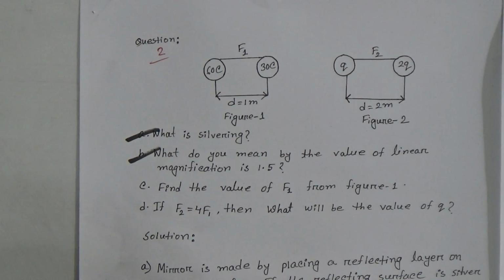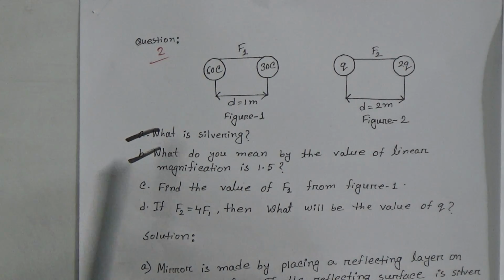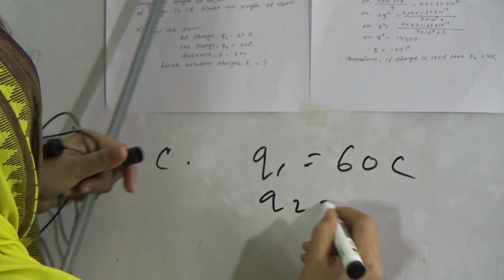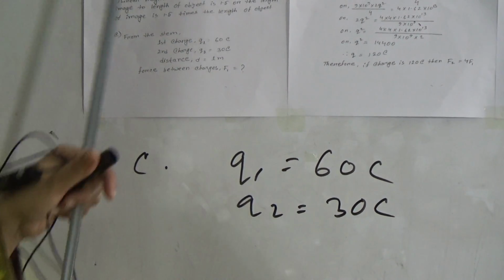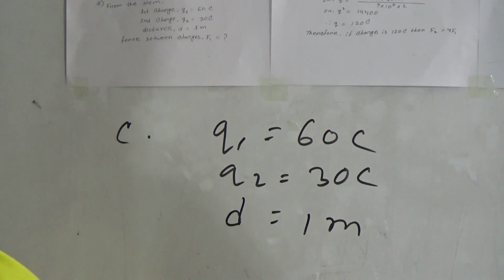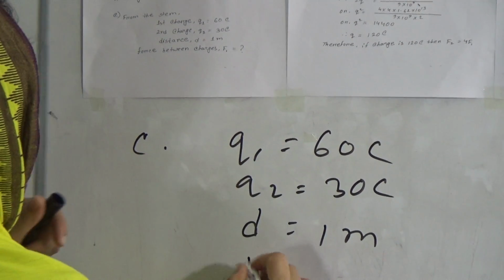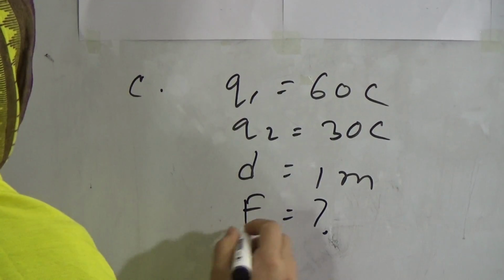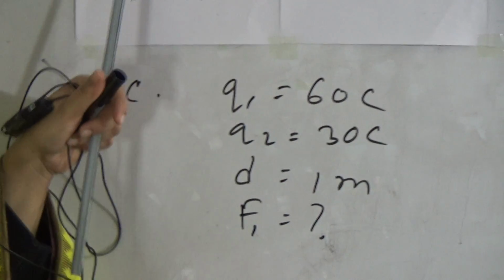Question number C. Here the first charge Q1 equals 60 coulomb, Q2 equals 30 coulomb, and the distance between these 2 charges equals 1 meter. Okay, and we have to find out the force. So F1 equals what? From Coulomb's law, my dear students, this is very easy.